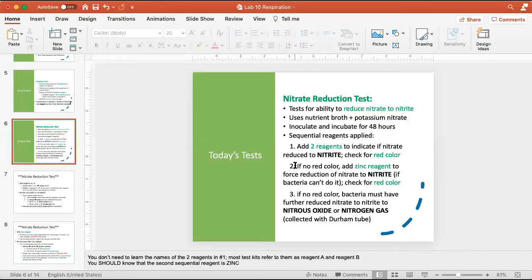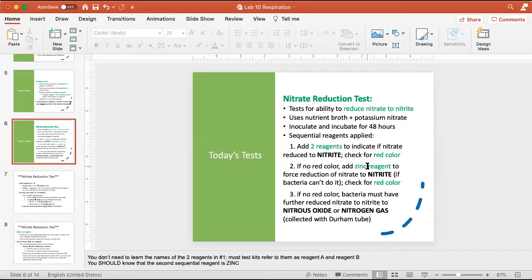So if there's no red color after you put reagents A and B in the tube, you're going to add the next reagent, which is zinc. It's actually a zinc metal. It's a powder formulation of zinc.